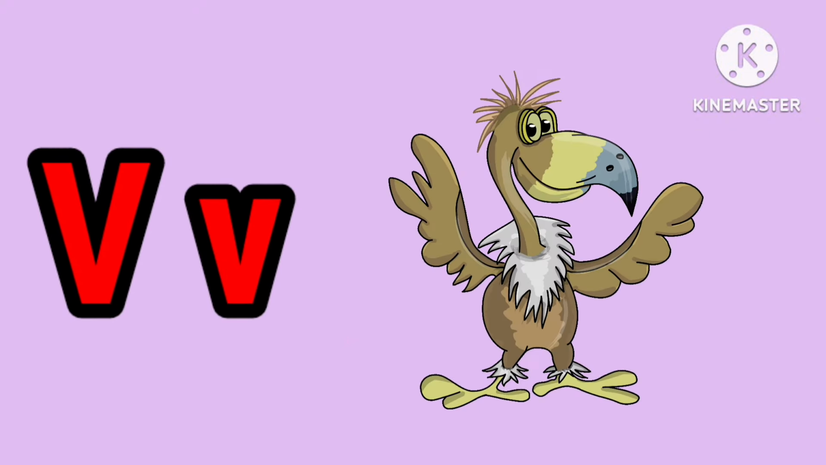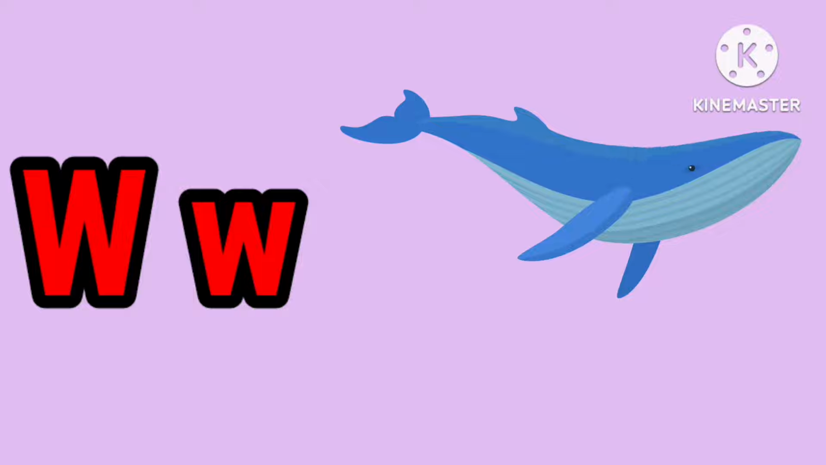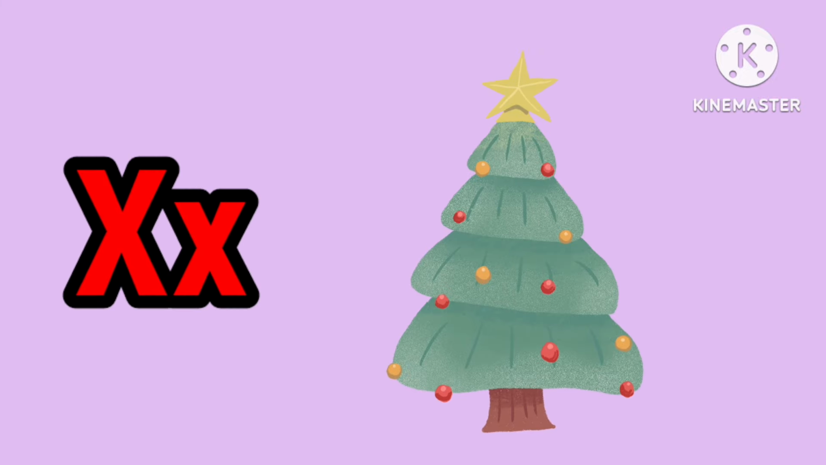U for uniform, wa wa wa. V for van, V for giraffe, ba ba ba. W for watermelon, wa wa wa. X for X, X for X, ma.